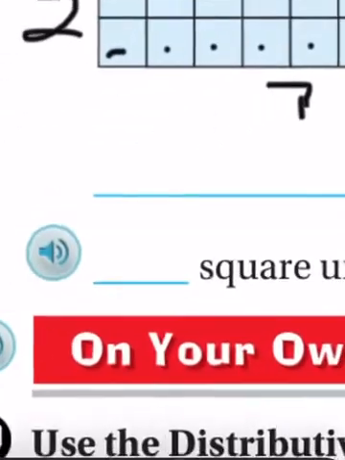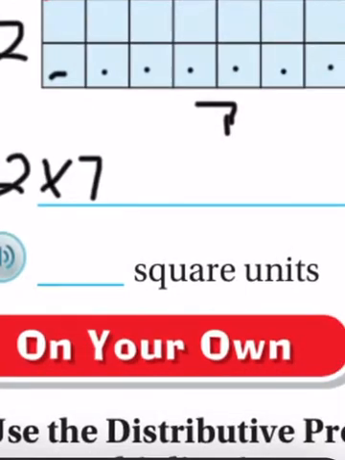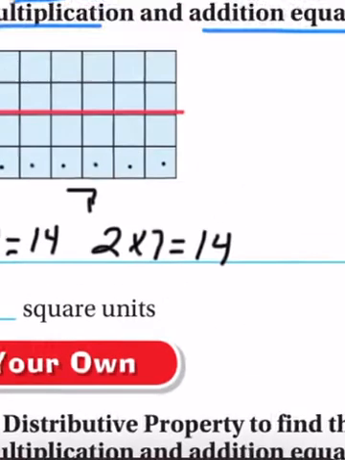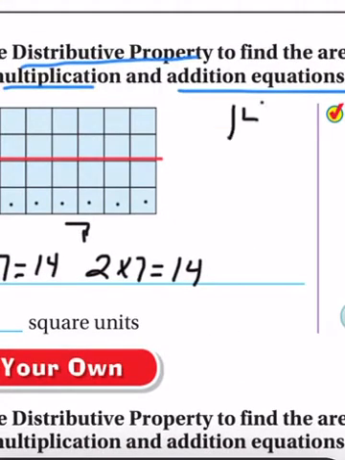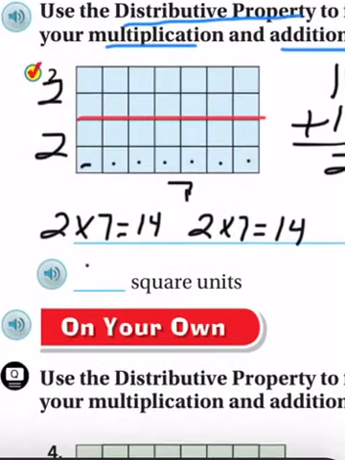Okay, so I have 2 times 7 for one of my 2 rectangles. That equals 14. And the other one is also 2 times 7. That equals 14. Now I have to add those 2 products up. 14 plus 14 is 28. Well, need a plus sign. There we go. So the area of that one is 28 square units.